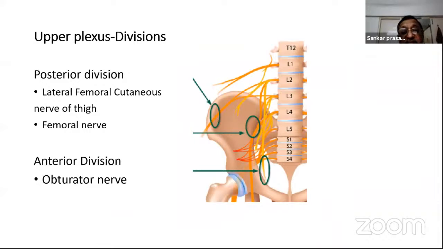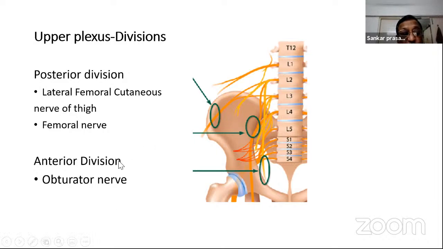In the upper plexus, the posterior division, as I said earlier, gives the lateral femoral cutaneous nerve of the thigh, which causes meralgia paresthetica when it gets pressed underneath the inguinal ligament. And the femoral nerve supplies the quadriceps femoris and all the other knee extensors, as well as giving rise to the terminal branch, the saphenous nerve, which supplies sensation in the medial aspect of the leg.